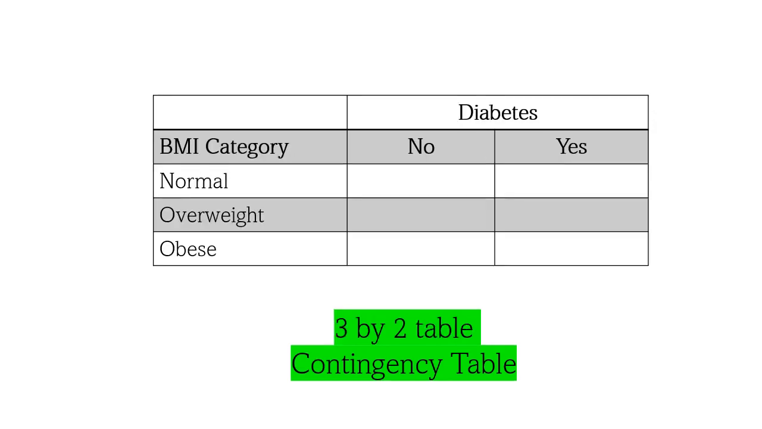This is an example of a 3x2 contingency table where the category of BMI has three categories, that is normal, overweight and obese, and the other nominal variable is the presence or absence of diabetes. So this is an example of a 3x2 contingency table.